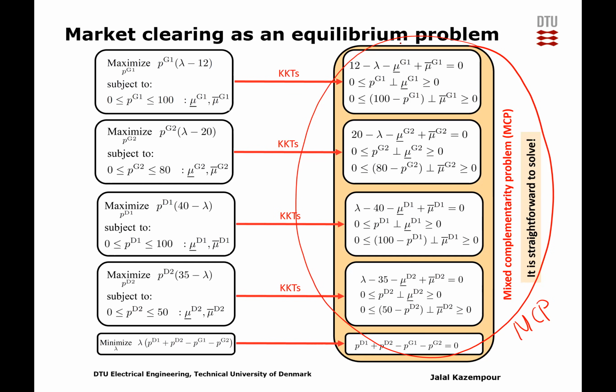Brian asked, is the following statement correct: if all the optimization problems of the generators and consumers are convex, then the MCP has a unique solution? No, let me explain. I'll talk about the uniqueness of the equilibrium solution later in the exercise. But what you said, no, it's not necessarily correct.